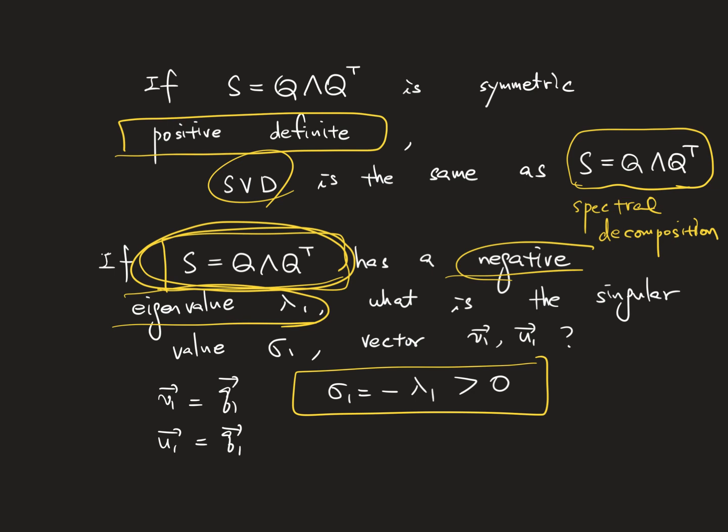So this is for a symmetric matrix. For a symmetric positive definite matrix, you don't need to do anything. But if you have a singular symmetric matrix, and the symmetric matrix has a negative eigenvalue, then the singular value is just the minus of that eigenvalue.